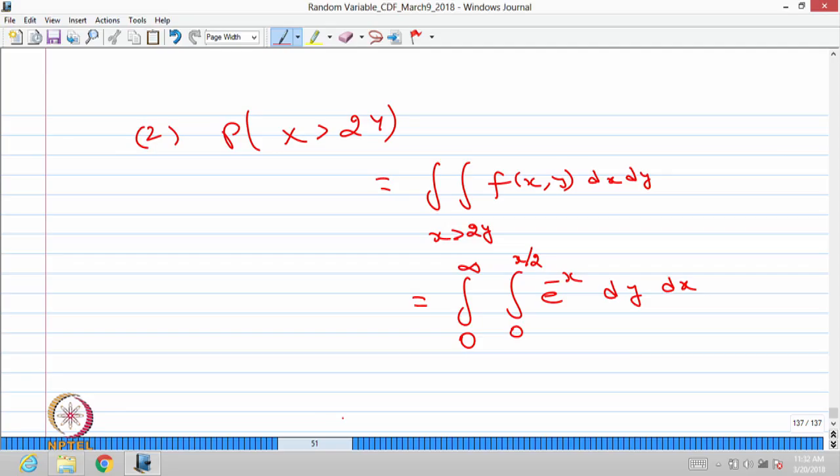That means the joint probability density function integration over x greater than 2y, where our joint probability density function is greater than 0 when 0 less than or equal to y less than x less than infinity. Therefore, you will get the integration with respect to y from 0 to x by 2 and integration with respect to x from 0 to infinity. If you do the simplification, you can get the answer 1 by 2. So, this is the probability of x is greater than 2 times y.